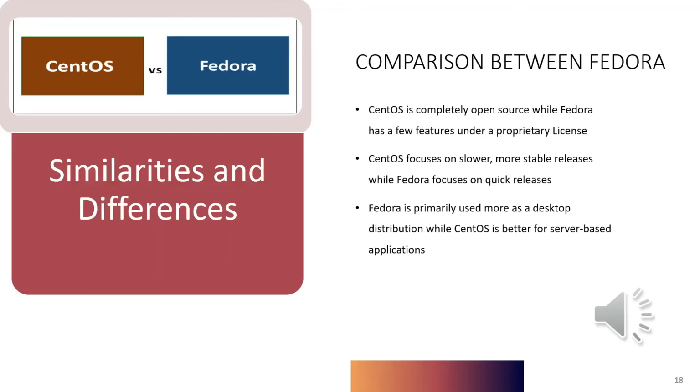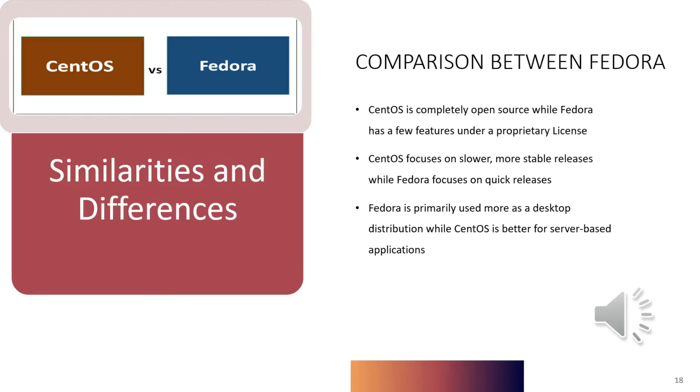How does CentOS compare to Fedora? CentOS is fully open source and does not lock certain features behind licensing. It also focuses on slower, more stable releases when compared to Fedora's six-month release cycle. Because of this, Fedora is typically more up-to-date than CentOS, which allows it to run the latest software that desktop workstations may need to run.